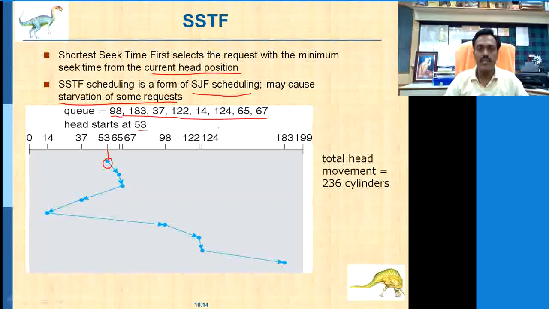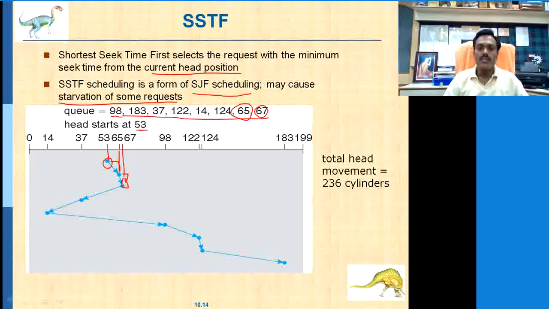see here, the nearest cylinder from 53 is the 65. So it provides service to this 65th cylinder. Then from 65, the nearest cylinder is 67. Now from this 65, it provides the data transfer from the 67 cylinder. See here, this is 67 and this is 65.